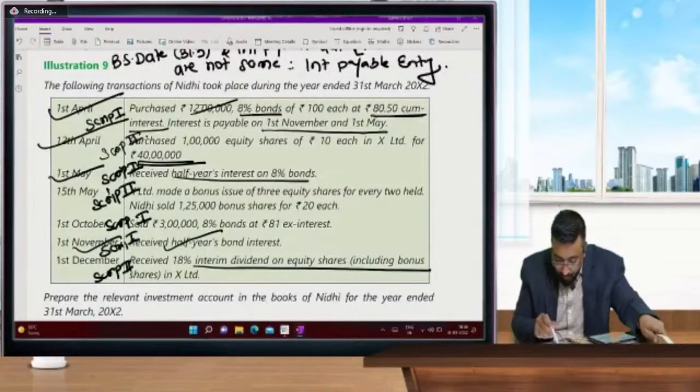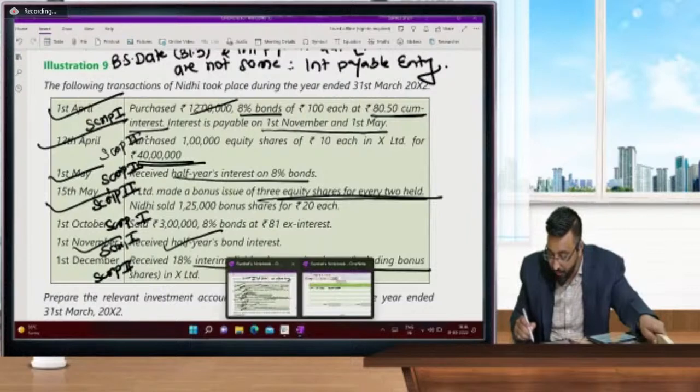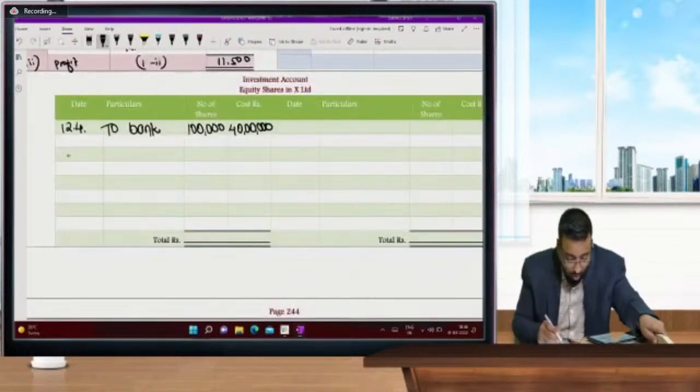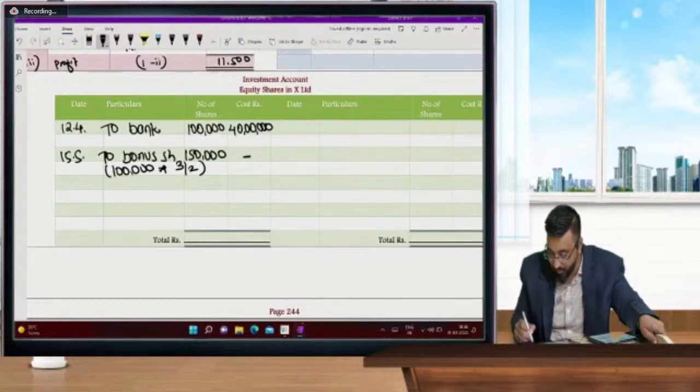Second, 3 shares for every 2 shares. What is the cost of bonus? Zero cost. Bonus is zero cost. 15th May, bonus shares. How many shares? 1 lakh shares into 3/2, 1,50,000.